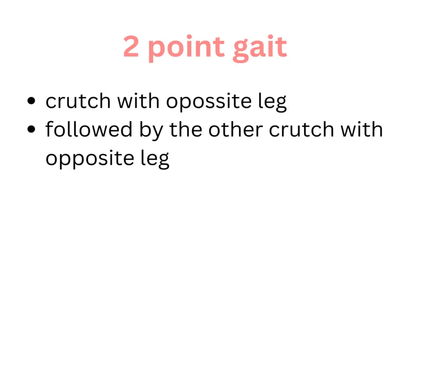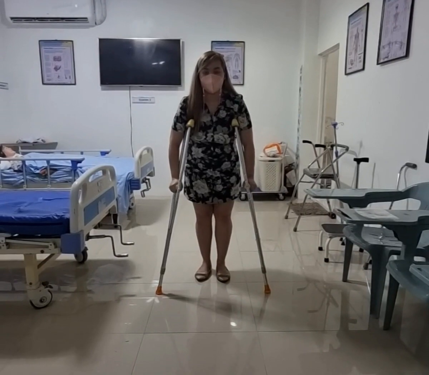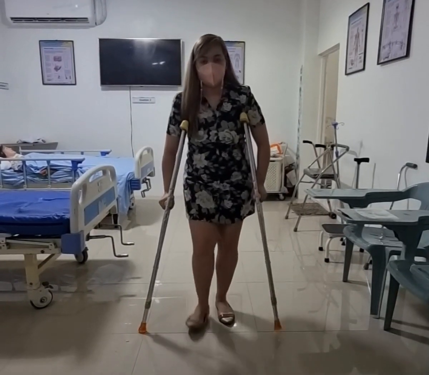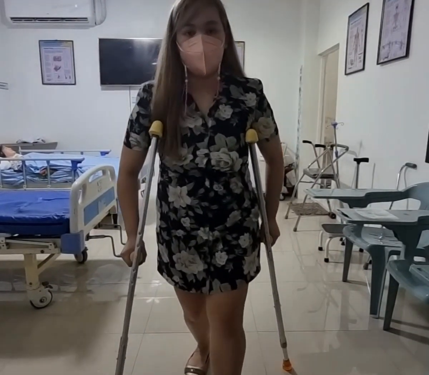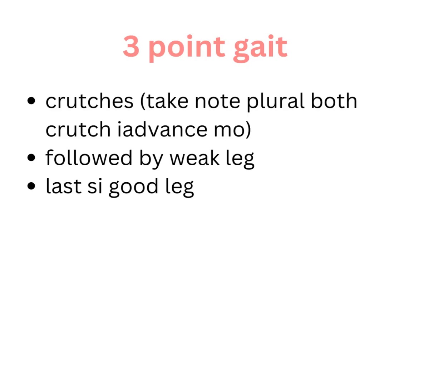So unahin natin yung 2-point gait. So tandaan po, 2-point gait, i-forward po natin yung crutch with opposite leg. So dalawa-dalawa. Kaya siya tinawag na 2-point gait. And then followed by the other crutch with opposite leg. So ito po yun. So of course, tripod position, crutch with opposite leg, crutch with opposite leg. So yan po yung 2-point gait.